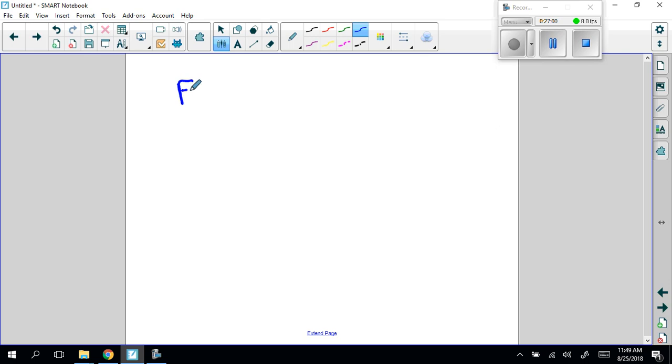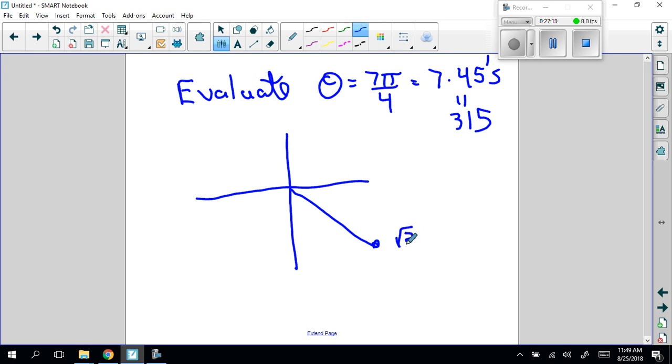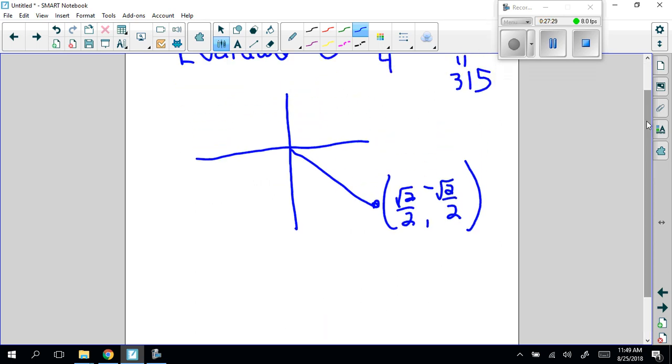So let's evaluate that angle theta to be 7 pi over 4. That's 7 times 45, which is 315. So 7 pi over 4 is right here. The number is the square root of 2 over 2, square root of 2 over 2, plus minus. And let's just evaluate 3 of them.